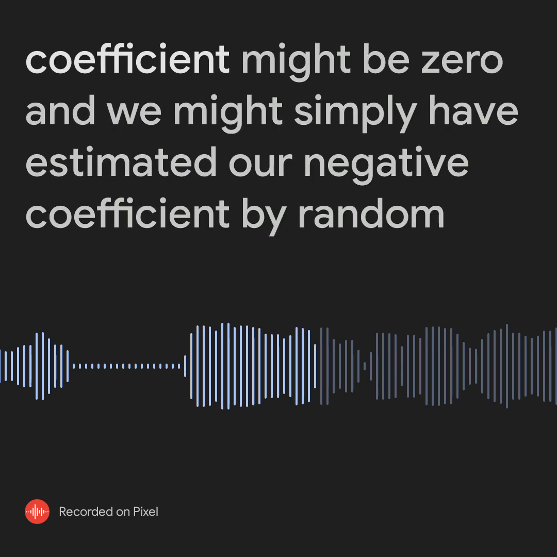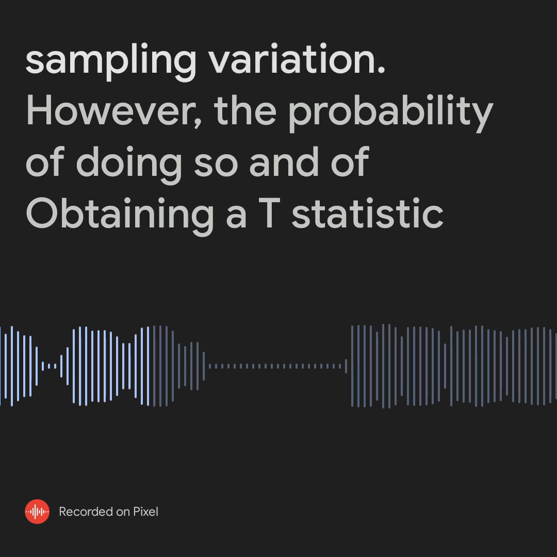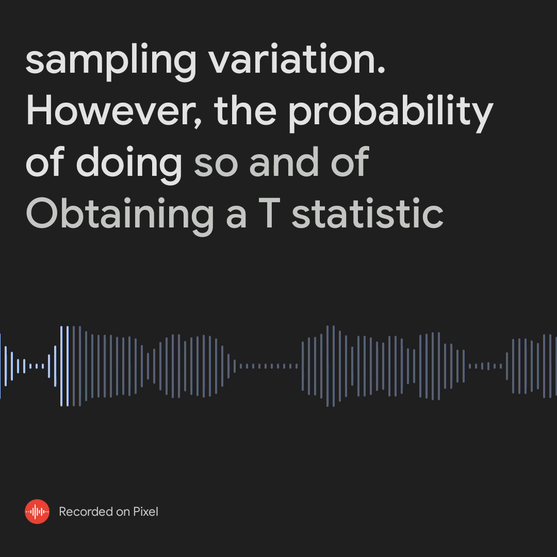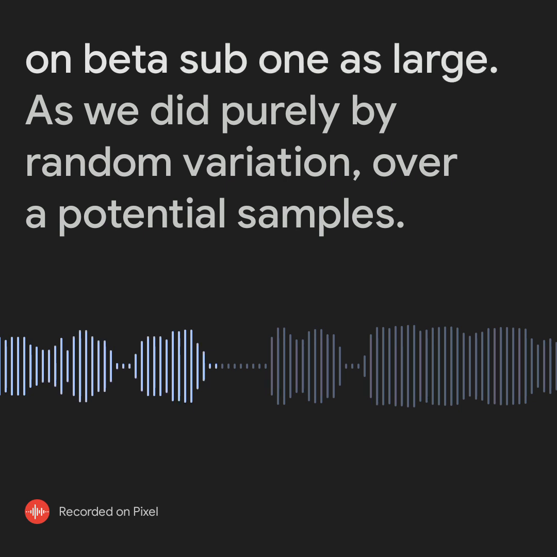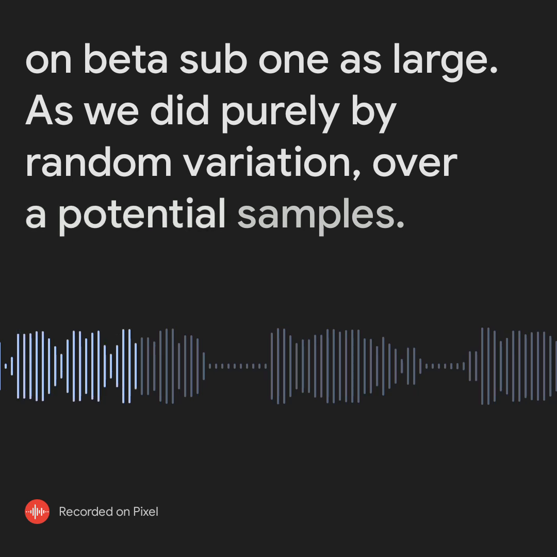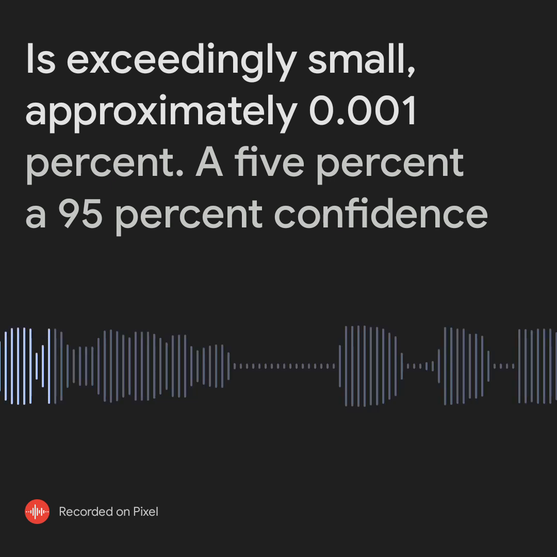The population coefficient might be 0, and we might simply have estimated our negative coefficient by random sampling variation. However, the probability of doing so and of obtaining a t-statistic on beta sub 1 as large as we did purely by random variation over potential samples is exceedingly small, approximately 0.001%.